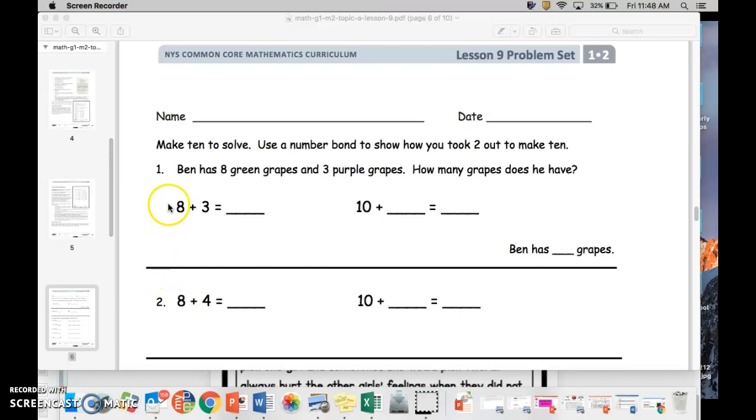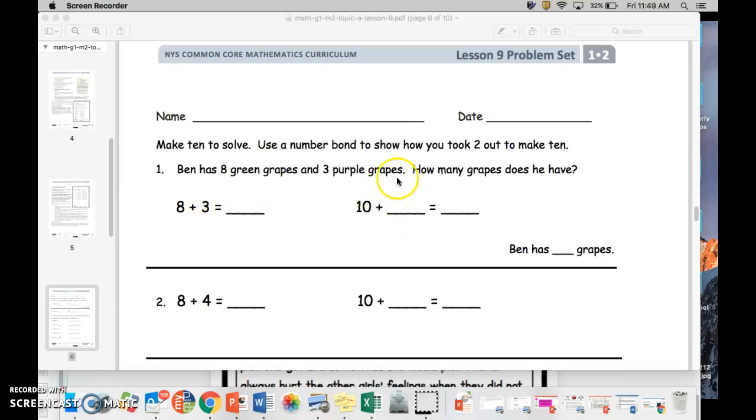So I know that I'm going to take 2 out. It's going to be easier to take the 2 out of the 3 and give it to 8, because I know 8 and 2 will make that 10. And if I take 2 from 3, I know I have 1 left over. So your number bond should stem off of the 3, and you should give 2 to the 8, and then you have 1 left over.